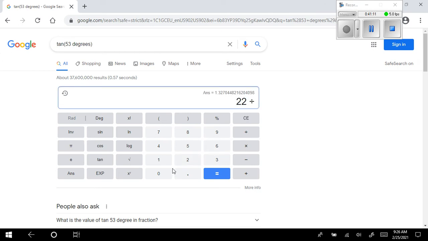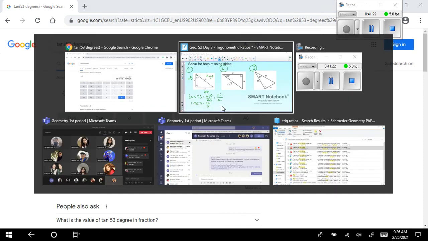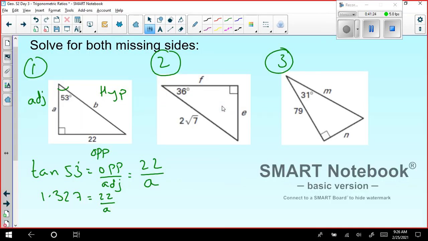22 over 1.327. If I substitute that in the calculator, I have 16.579. So I get A equals 16.579. Okay.